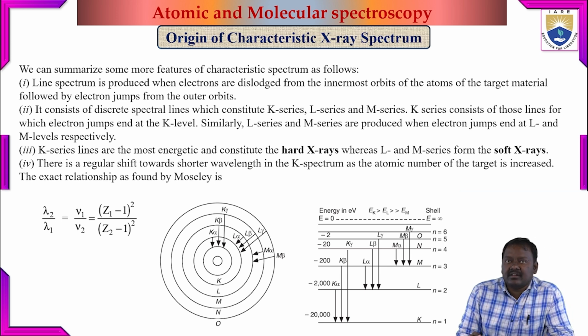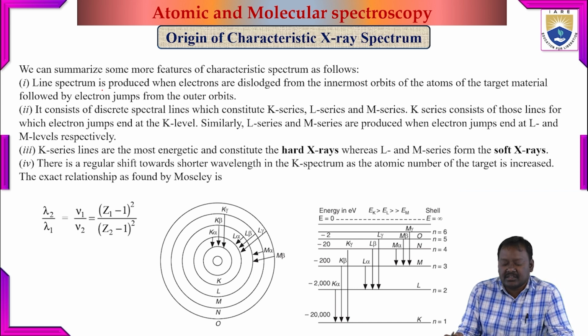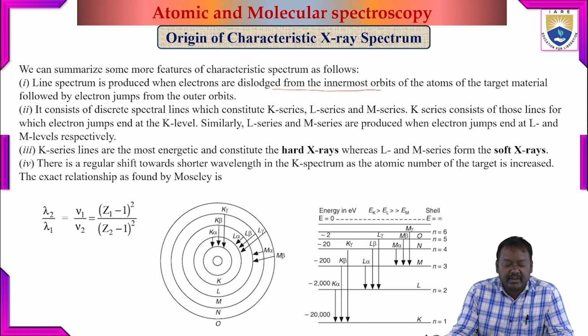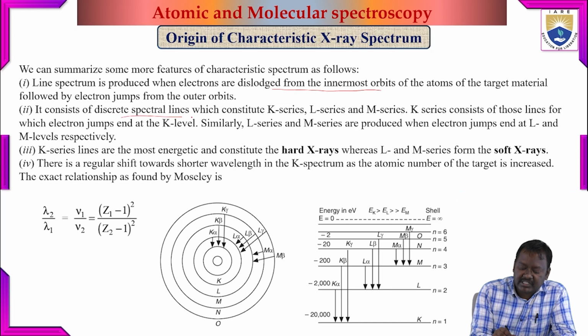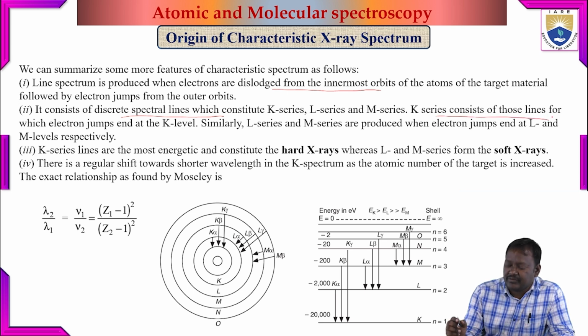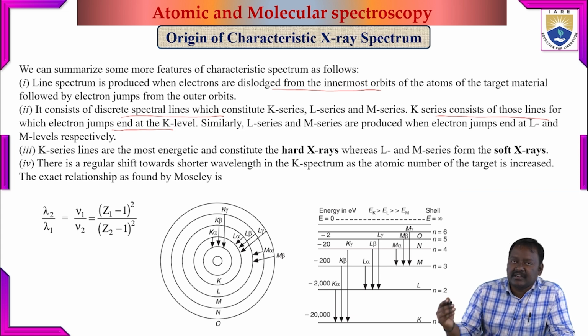The summary of these observations is as follows. A line spectrum is produced when electrons are dislodged from the innermost orbits of the atoms of the target material, followed by electron jumps from the outer orbits. It consists of discrete spectral lines which constitute the K, L, M, and N series. The K series consists of those lines for which electron jumps end at the K level. Similarly, the L series ends at the L level, and the M series ends at the M level.